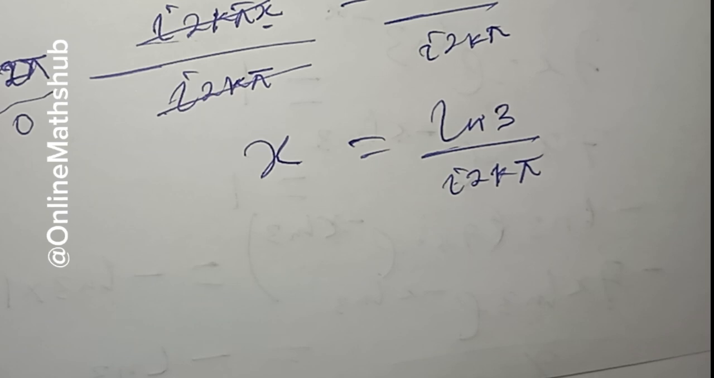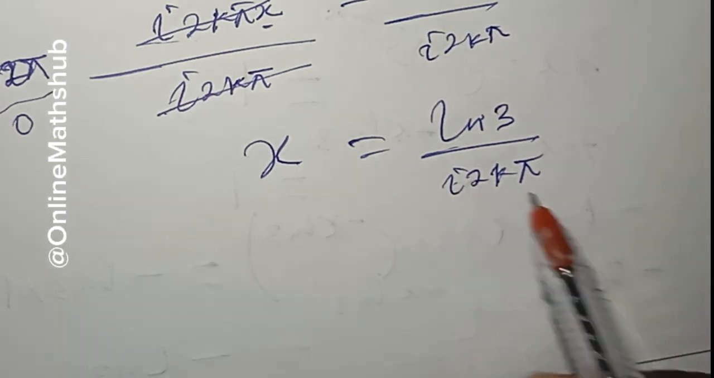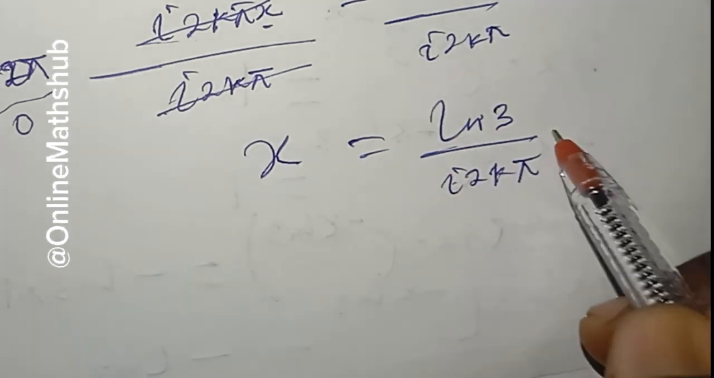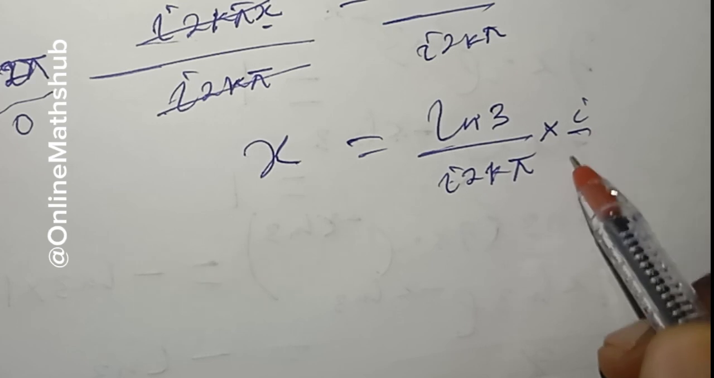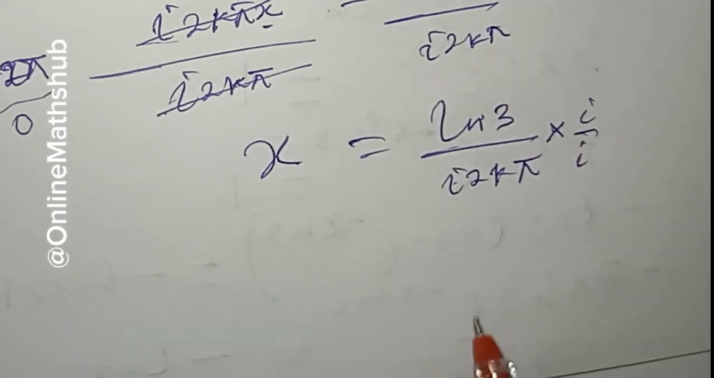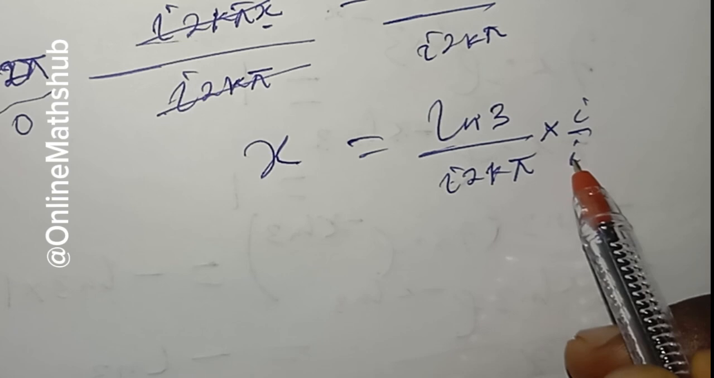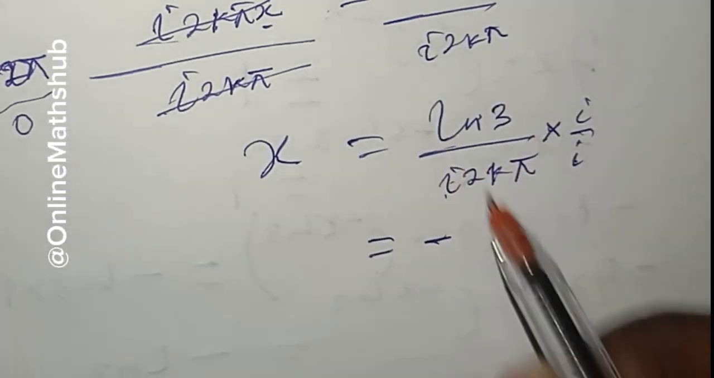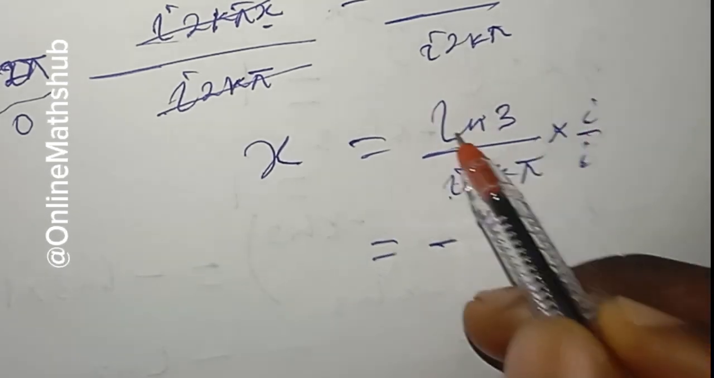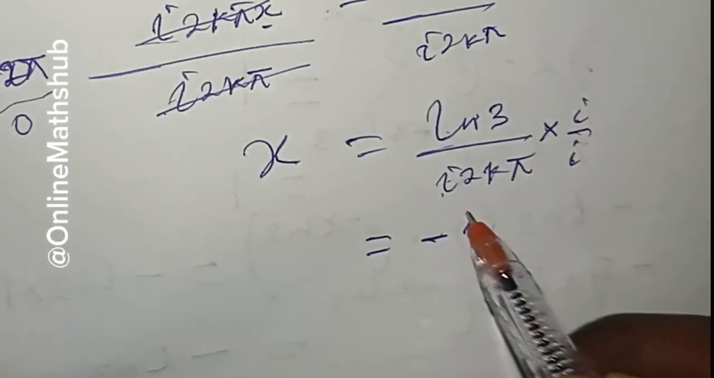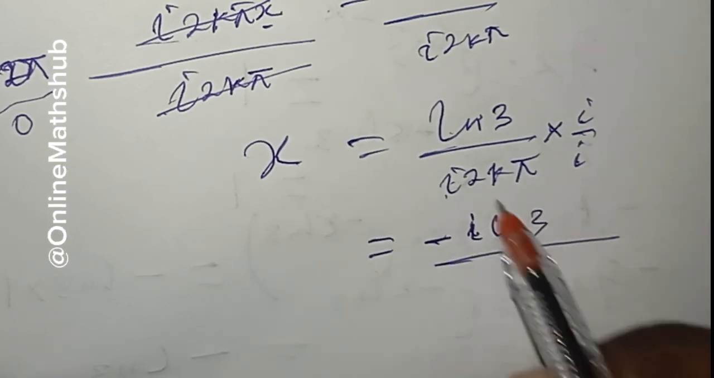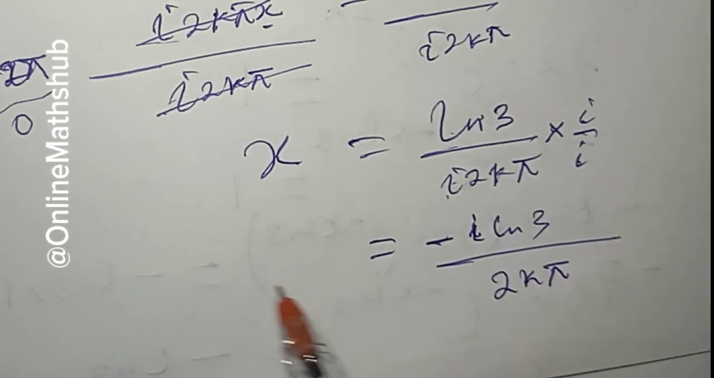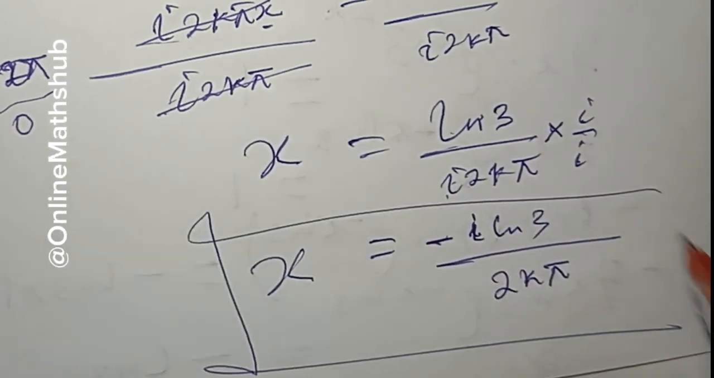The next thing we want to do is simplify this further so that the i comes to the numerator. It is as simple as multiplying both the numerator and the denominator by i, so that i times i gives us minus 1. The minus comes to the numerator, and i times the natural log of 3 gives i natural log of 3, divided by 2k pi at the denominator. This is the value of x that will satisfy the problem we are solving.